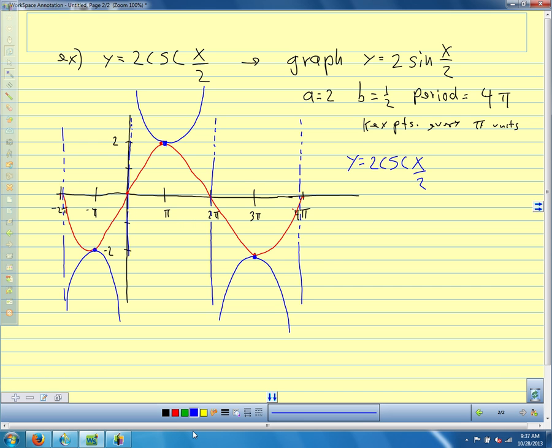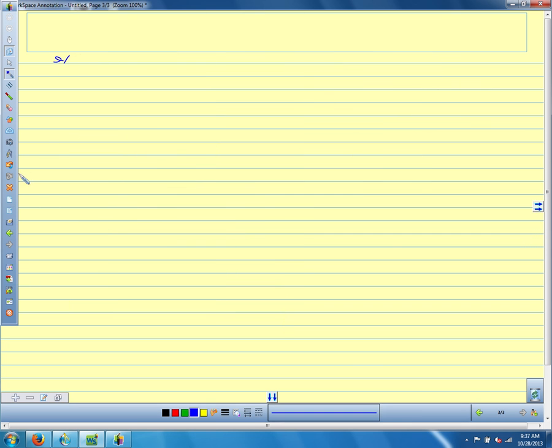All right, let's look at a secant function. So y equals secant of x plus pi. So not a lot going on with this one. What's happening with this function compared to our original? Shift by pi units. Which direction? Left.